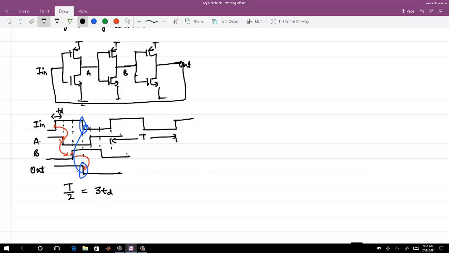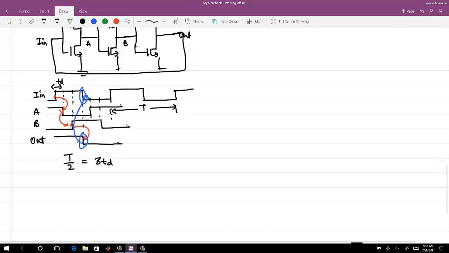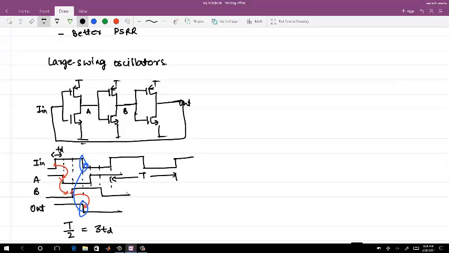So in this case, when I close the loop it will continue working on itself. The frequency of oscillation is 1 by T equals 1 by 6 TD. This is what you will normally see in the case of ring oscillators. This is the way I can show that this chain of inverters can be converted to an oscillator.